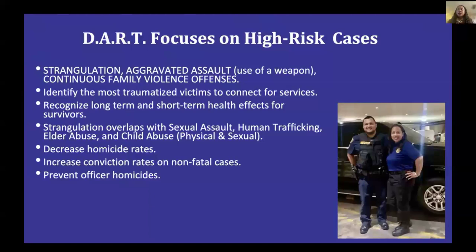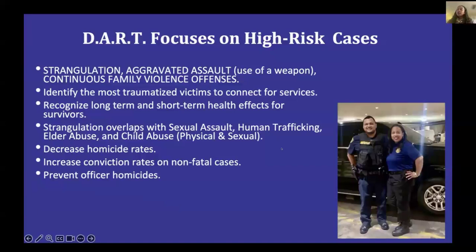When I prosecuted Ashanti's case, I kept hearing over and over again how much she suffered, and health-wise, what she went through and what she experienced. This is not just about locking someone up. It's about making sure that survivor, again, has restorative justice. And that is key. Strangulation also overlaps with sexual assault, human trafficking, elder abuse, and child abuse.